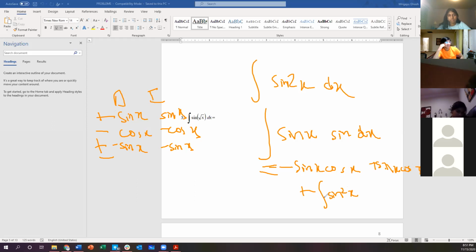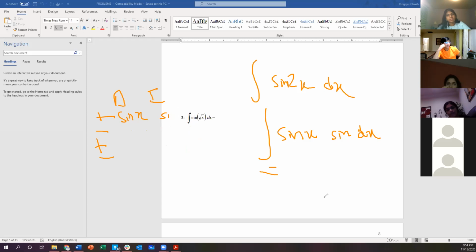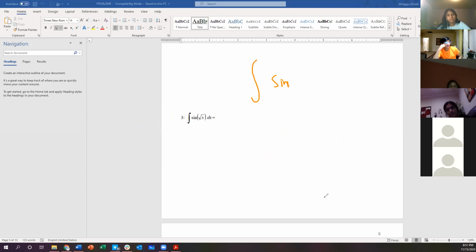This didn't get us anywhere, did it? I think this one requires a trig identity. Okay, so since that didn't work, I think what you might want to do instead is take it as 1 minus cos squared u du. Or what was it?